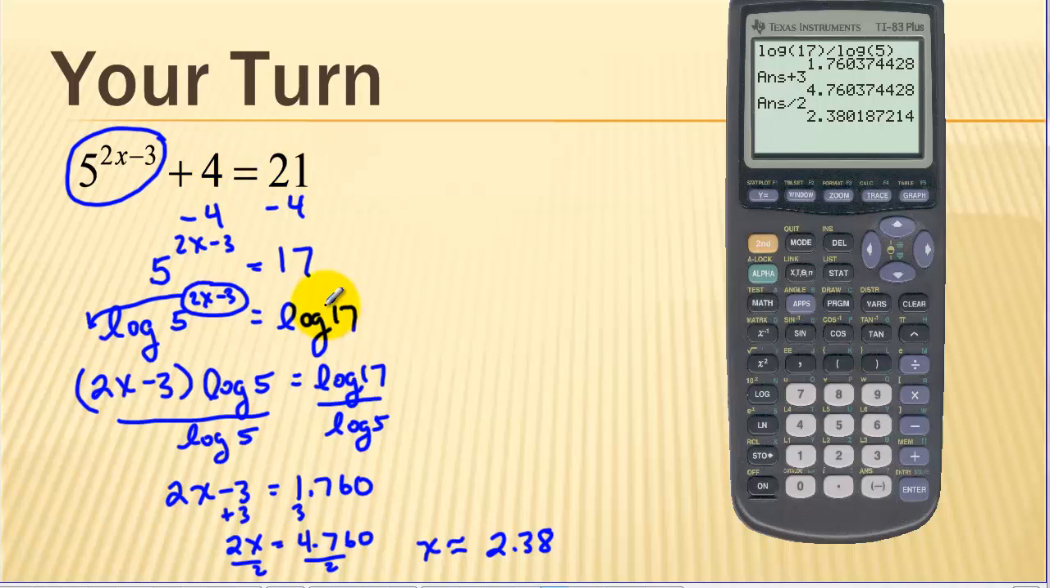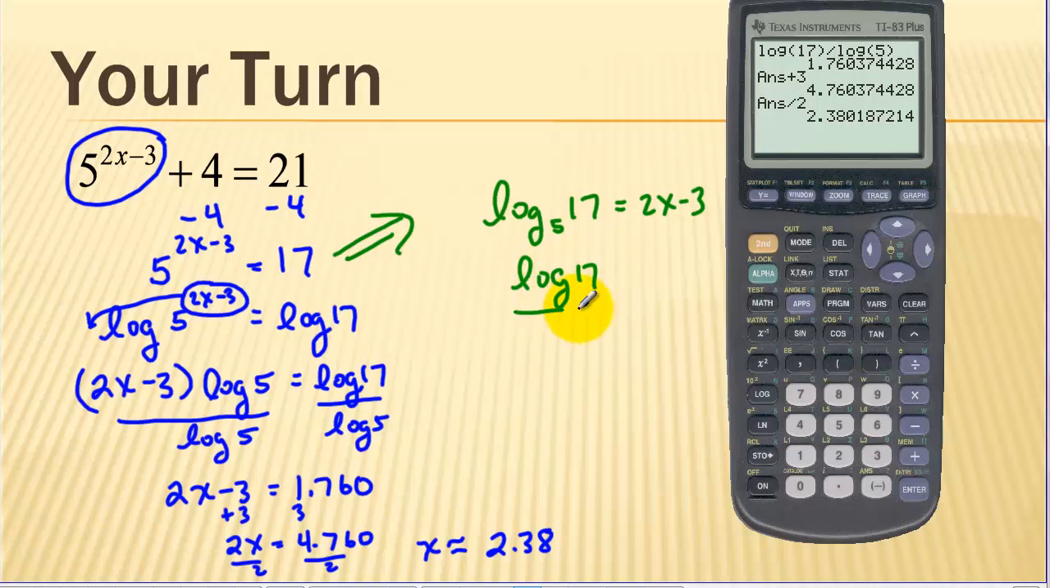Now, an alternative approach here, instead of logging both sides, is to convert our exponential function to a log function. So remember, if we write this as a log expression, the log will be base 5. And remember, the 17 and this expression will change places. So this would be the log base 5 of 17 equals 2x minus 3. And to calculate this, we would have to use our change of base formula that we learned in the first unit.